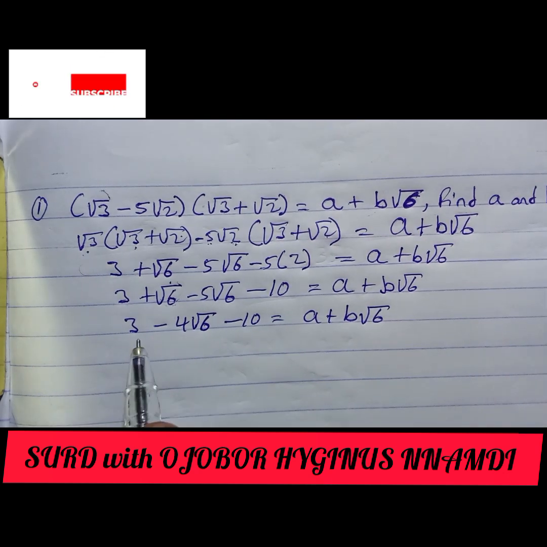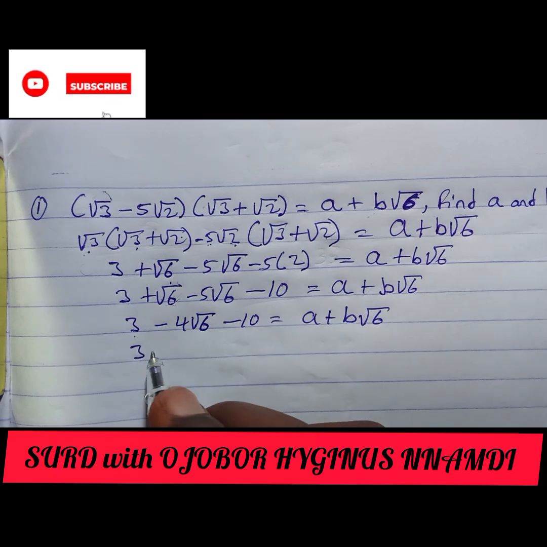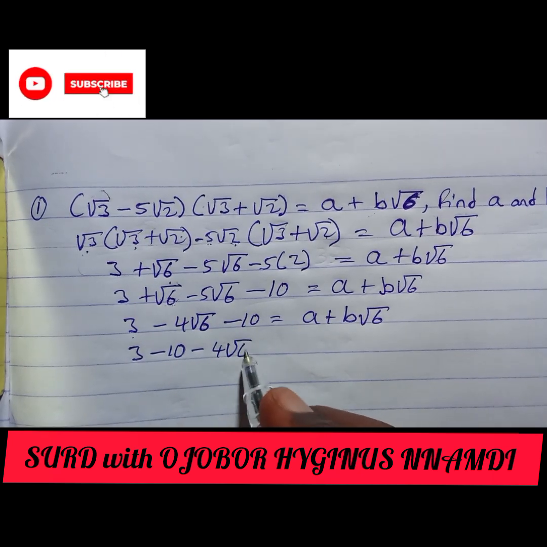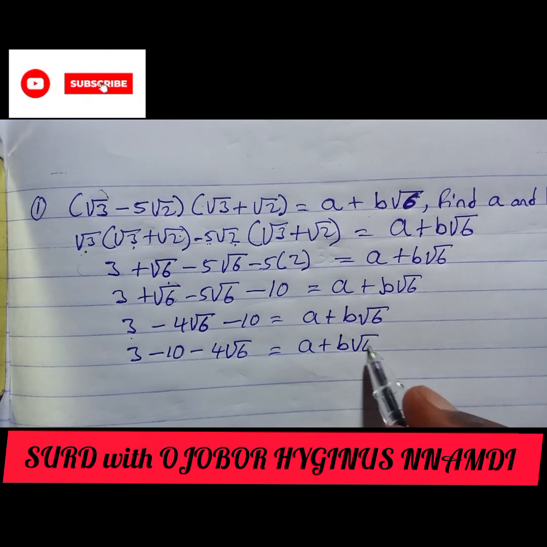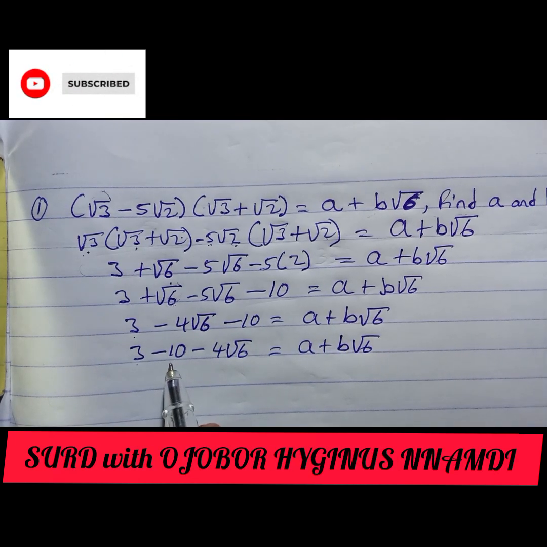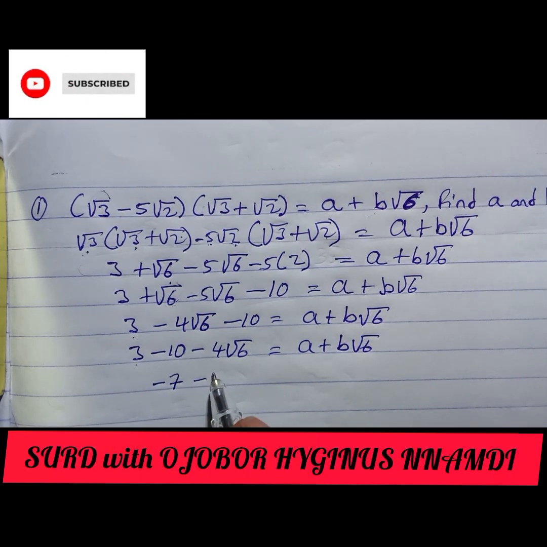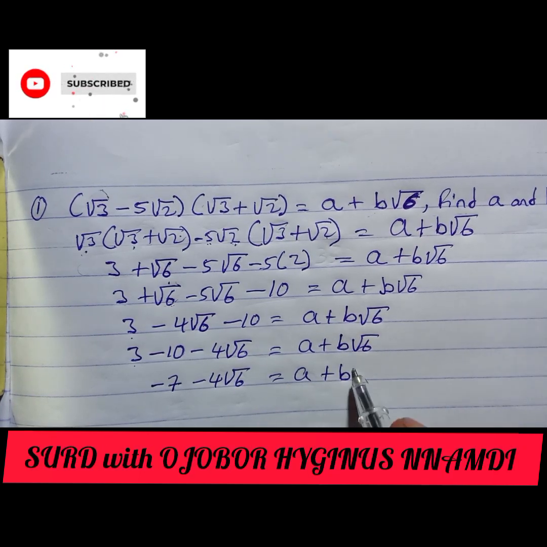If we collect like terms, this term and this term are like terms. So we're going to rewrite it to be 3 minus 10, then minus 4 root 6 equals a plus b root 6. 3 minus 10 will give you minus 7 minus 4 root 6 equals a plus b root 6.